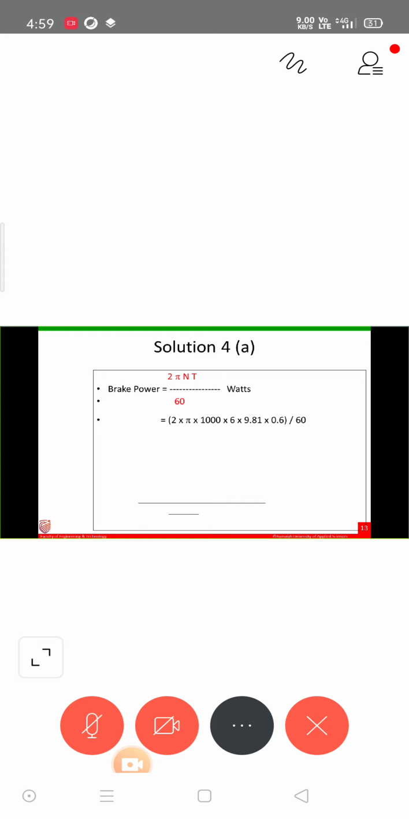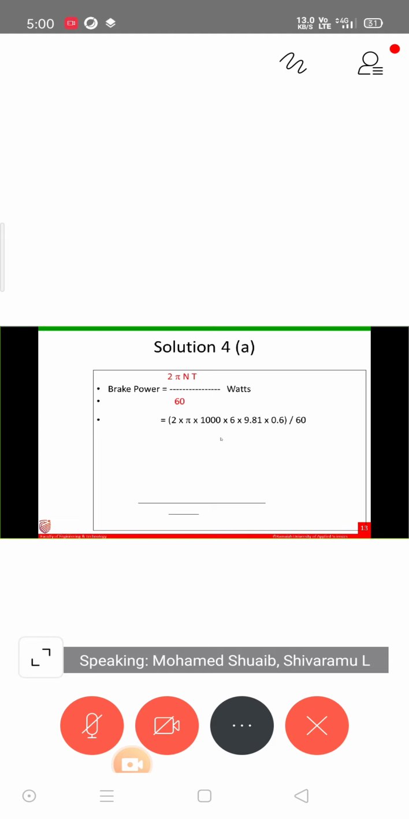So what you have to do here is multiply 6 into 9.81, so that it will become Newton. That is 6 into 9.81 Newton multiplied by distance. Then it will become T, torque. So basically torque is equal to W into radius, where W is the weight they have given in kg. In order to convert that into Newton, we have multiplied it with 9.81.